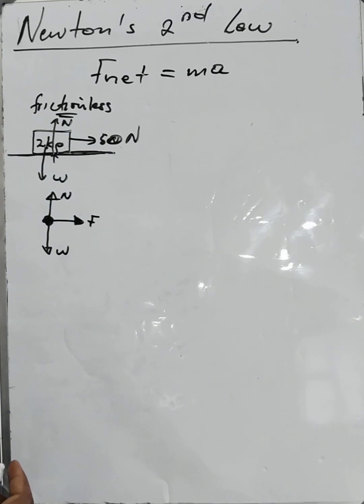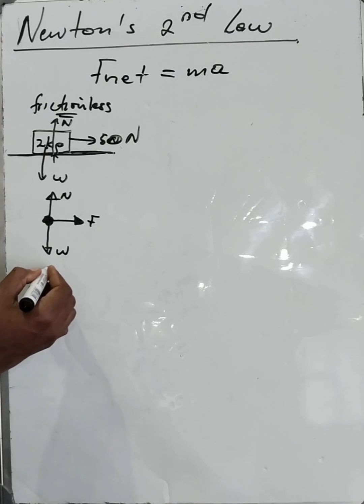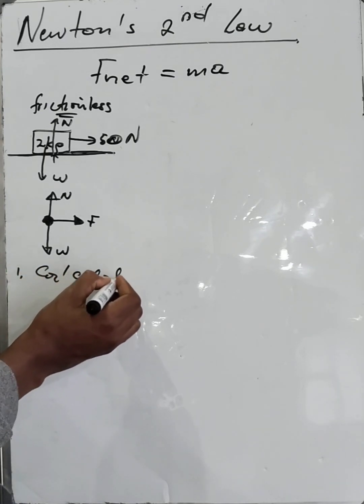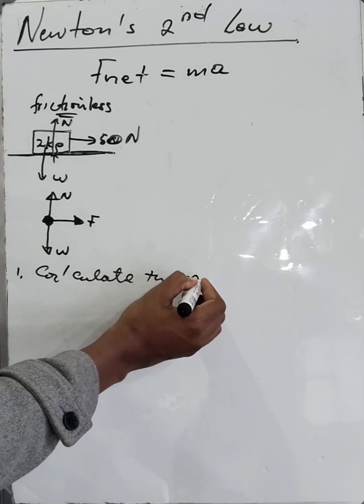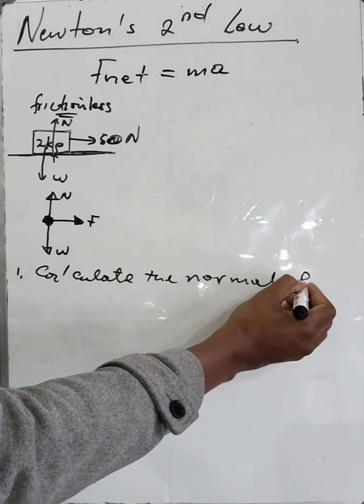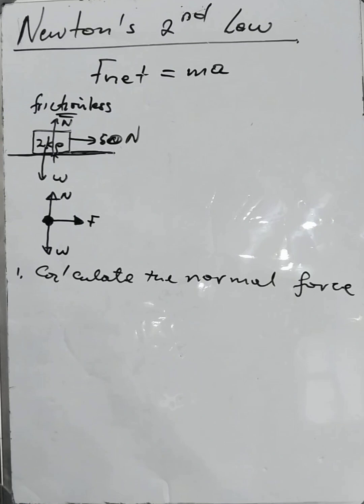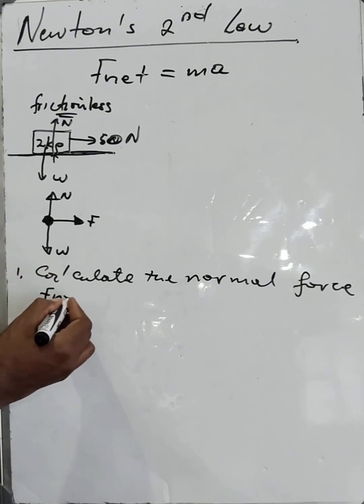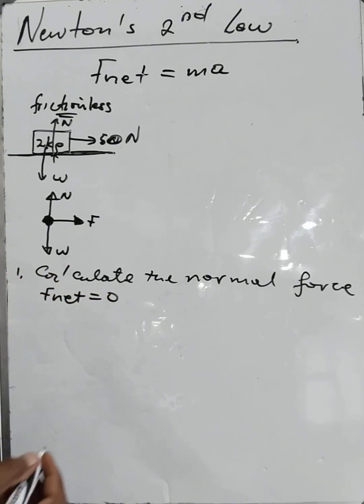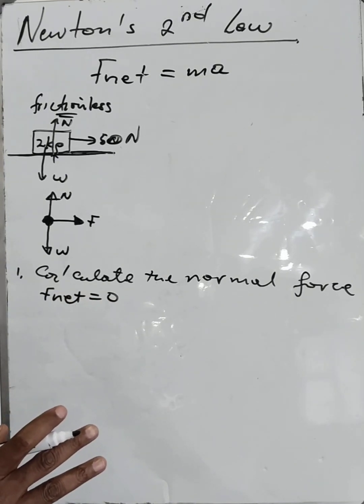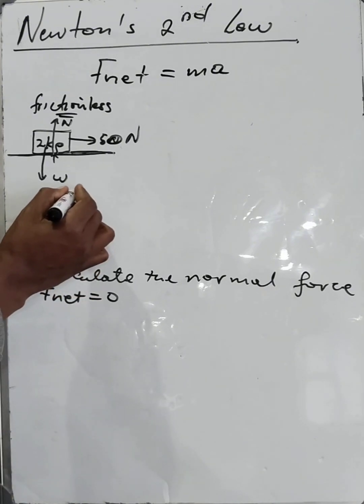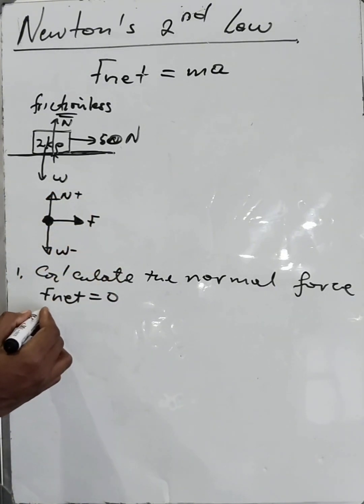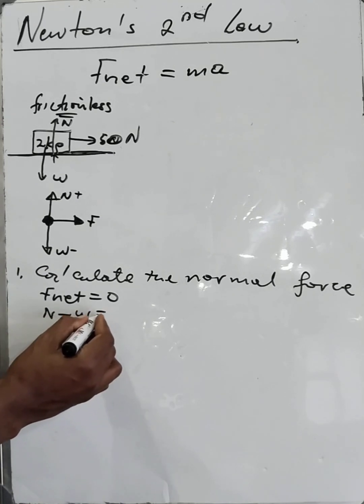So after you have drawn the free body diagram, the first question maybe can say calculate the normal force. So how to calculate the normal force? These forces are equal and opposite, meaning that F net is equal to 0. When you calculate the normal force, F net is equal to 0 always. Then this one is positive, this one is negative. So normal force minus weight is equal to 0.